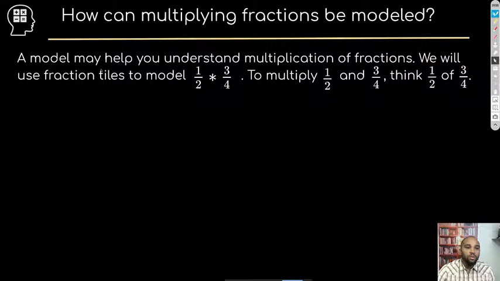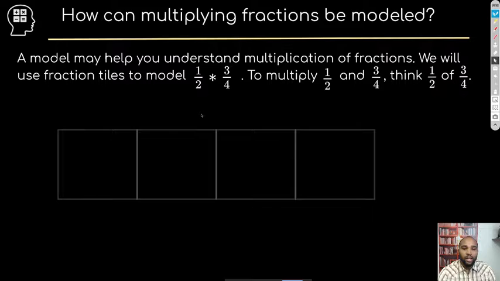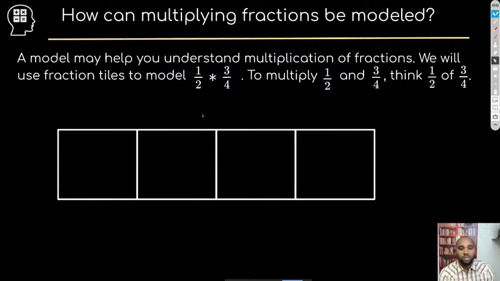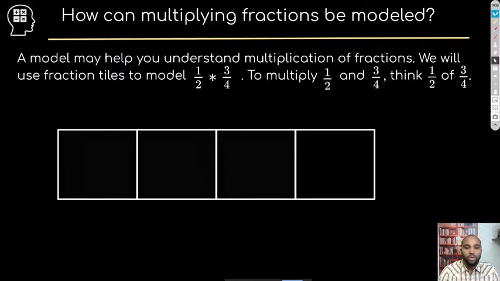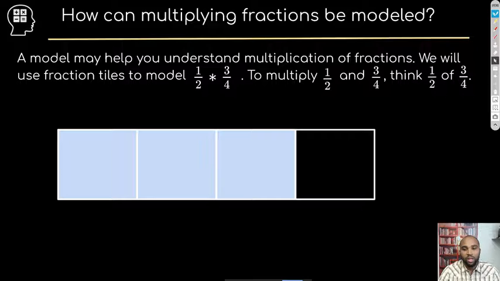A model may help you understand multiplying fractions. We're going to use the fraction tiles to model 1/2 times 3/4. To multiply 1/2 and 3/4, think 1/2 of 3/4. So we're going to start with 3/4. To model 3/4, I'm going to pull up this chart here. So here are fourths, and I want how many of those fourths? Well, I want to start out with 3/4, so I'm going to shade in 3 out of those 4.